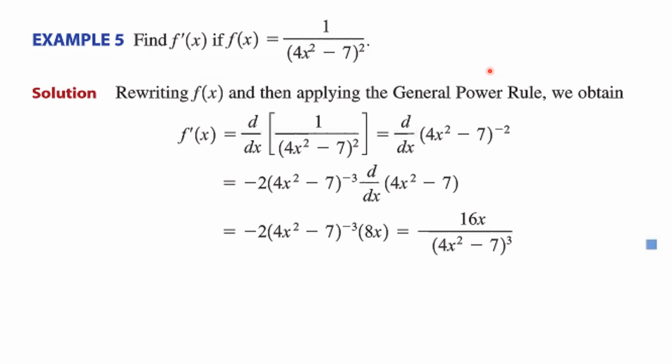Here's example 5. We're looking at y equals f of x is 1 over (4x squared - 7) whole squared. Now, what we're really going to do is think about this as being raised to the minus 2. So you see I've got (4x squared - 7) to the minus 2. So the derivative of this is going to be minus 2 times this business, now subtract 1, to the minus 3, times the derivative of what's inside, which is 4x squared minus 7. And when you take that derivative, you get 8x. You simplify this, and you can get this expression.